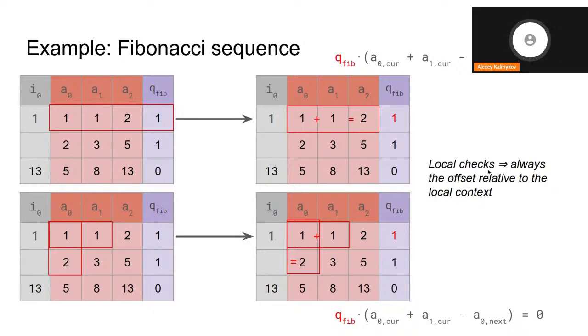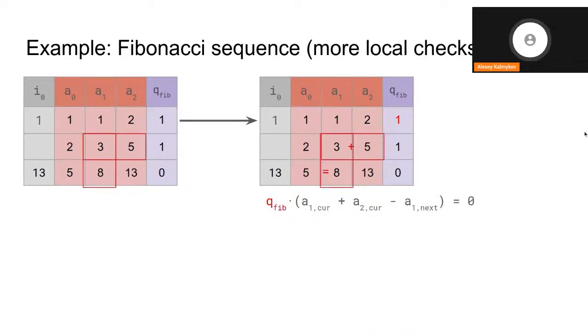So these are local checks. They are always either in one row, or they use offsets relative to the local row, the local context, to constrain gate results. One more example of a local check is that this sum, 3 and 5, 1 and 2, should equal the first wire on the next row. In a similar way, we set up one more local constraint.